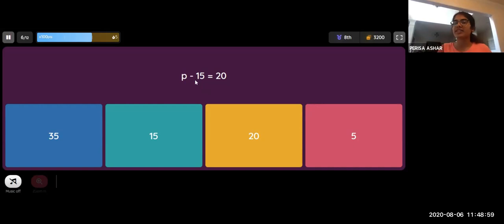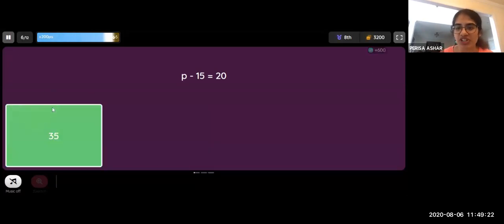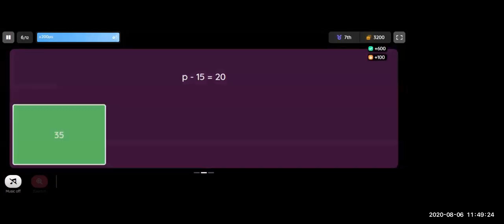So when there's a minus sign, you have to do the opposite. Just like even if there was a plus sign, you do the opposite. So minus 15 plus 15 equals 0. As a result, since we added 15 on the left side of the equation, we have to add 15 to 20 on the right side. So p equals 35. Good job. I'm just going to add another 10 points. Good job, everyone.